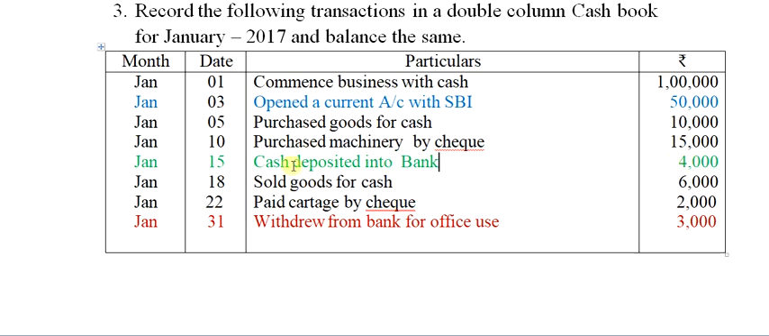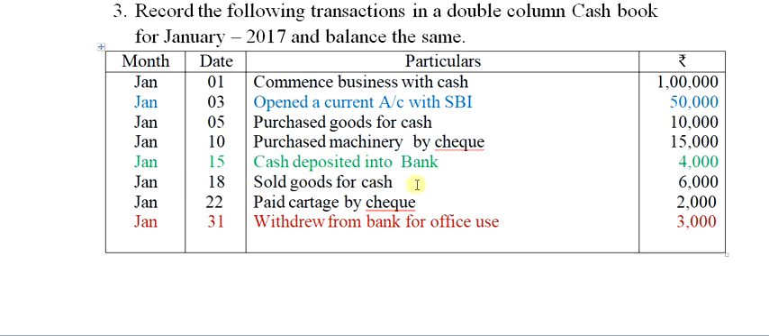Again Jan 15th, cash deposited into bank rupees 4,000. There is also a contra entry. Cash deposited into bank means automatically our cash balance decreases, our bank balance increases. When we deposit into the bank, our cash balance reduces. That should be taken under the credit side. At the same time our bank balance increases. That should be taken under the debit side.